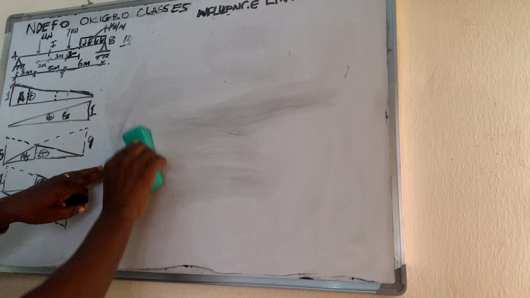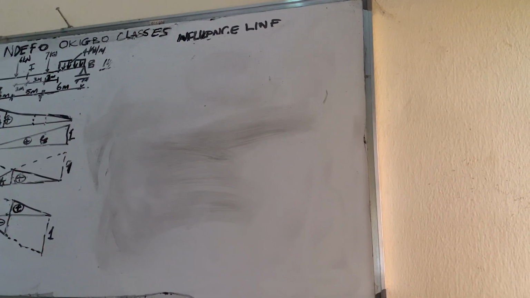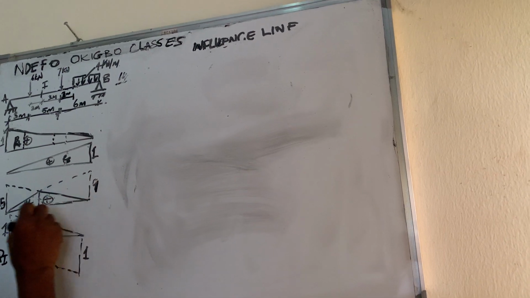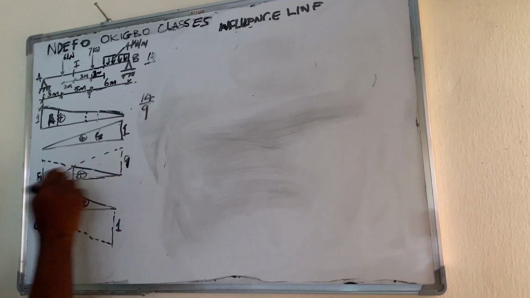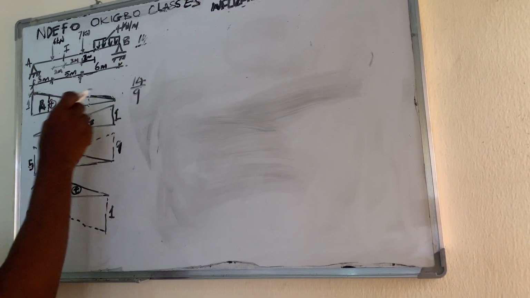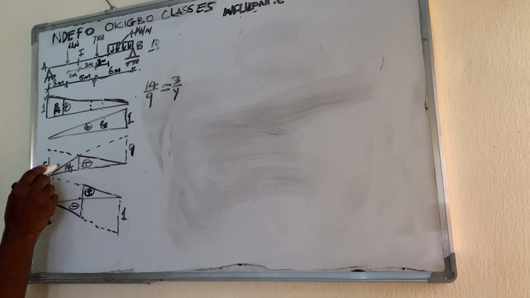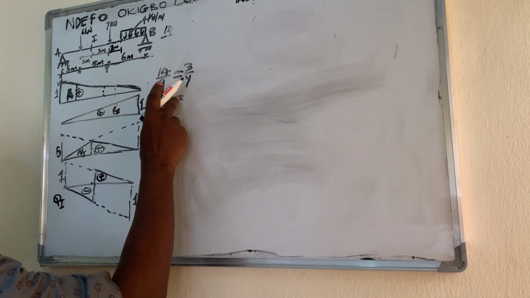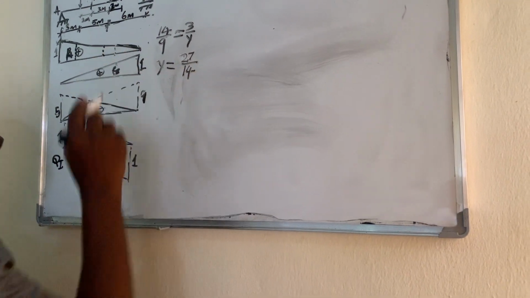What I do is the same thing. I come here. I locate the ordinate against RC, the effect of 6. If you watch here, this is a triangle. The length is 14. 14 over 9 is equal to the length to this, which is 3, over y. 3 over y, which means y is equal to 3 times 9, that's 27, over 14.